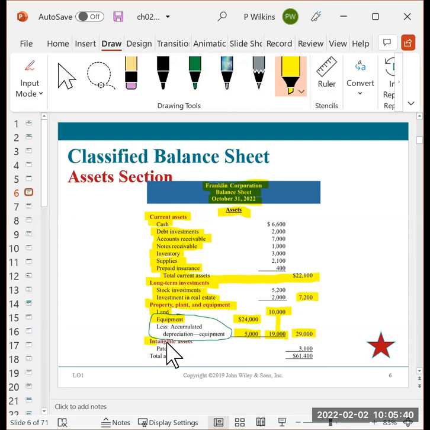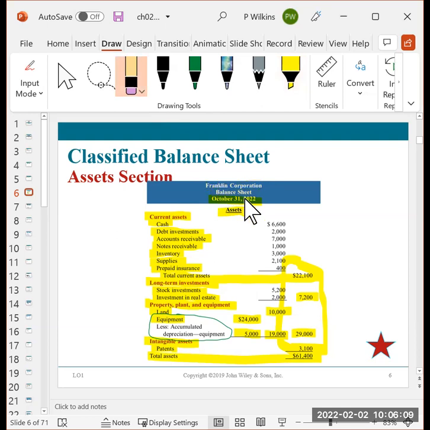Then we're going to have the next section, which is intangible assets. And again, we're going to go over what all these are. Under intangible assets, there could be several different things, but we have patents, $3,100. And now we're going to add all the items here in the far right-hand column. So we've got 22,100, 7,200, 29,000, and 3,100. So we've got total assets of $61,400.